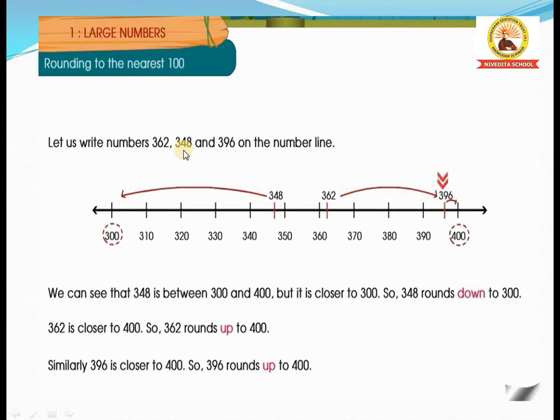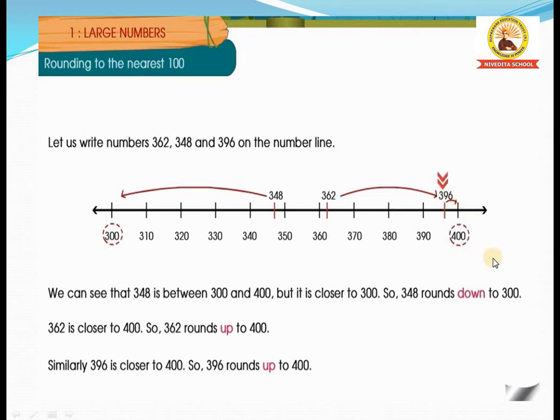Okay, now 348. See, it is on the back side of 350. So 348 is closest to 300. So we will write it as 348 rounds down to 300. Similarly 396. Where is 396? It is closer to 400. So we will write it as 396 rounds up to 400.